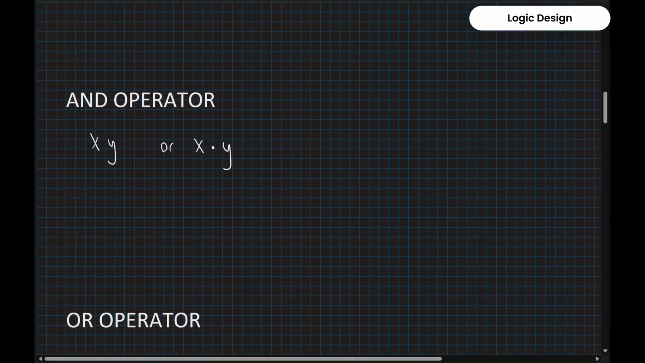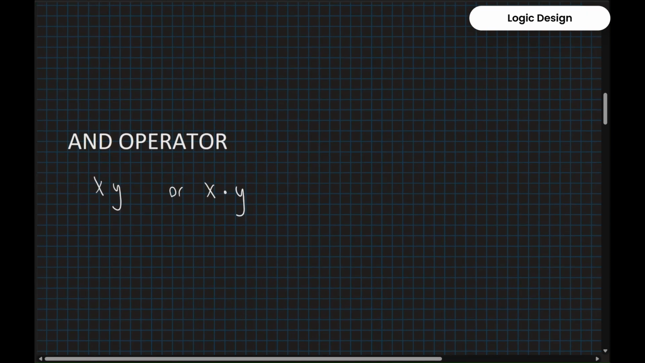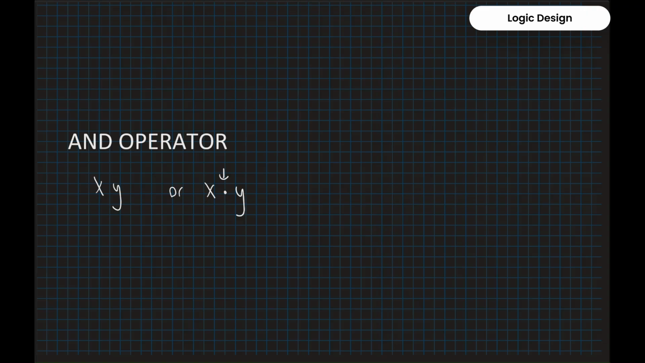Second, we have an AND operator. An AND operator can be written as XY or X dot Y. Same thing as how we would normally write it when we're multiplying two numbers. And in this case, for an AND operator, I'm sure you discussed in the previous video, the only way the outcome can be 1 is when both X and Y are 1.